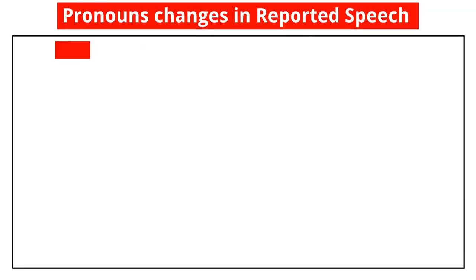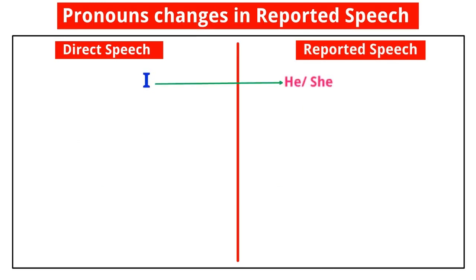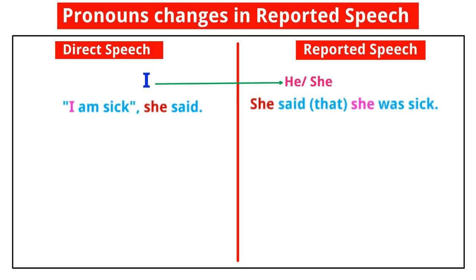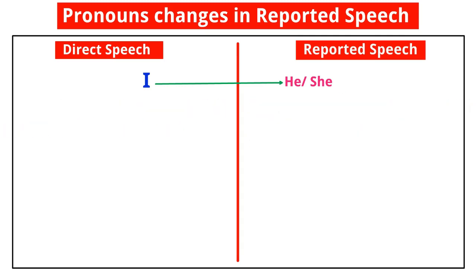Now let's move to talk about pronoun changes in reported speech. The first one is I. It can change to he or she. It depends on who's speaking. For example, "I am sick," she said. She said that she was sick. Another example, "I am sick," he said. He said that he was sick. He here because the speaker is he.